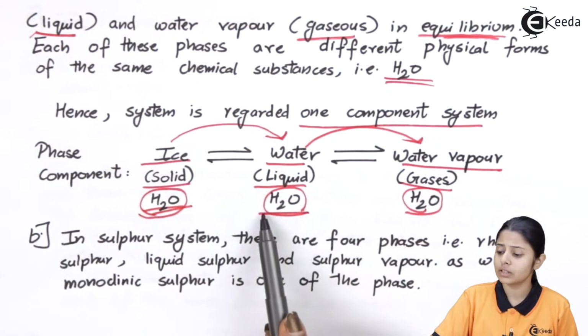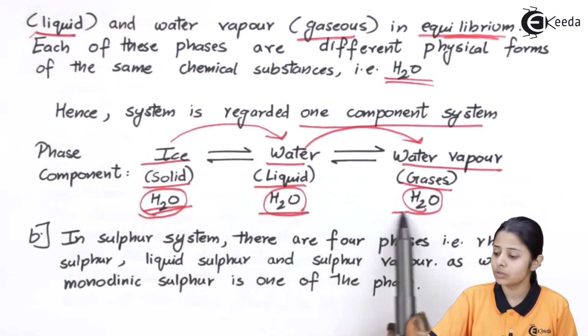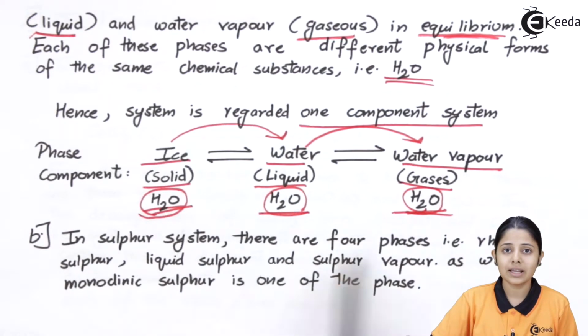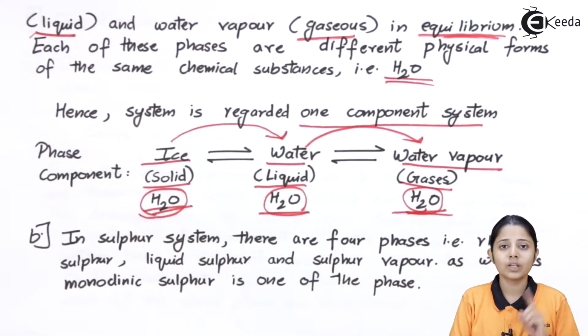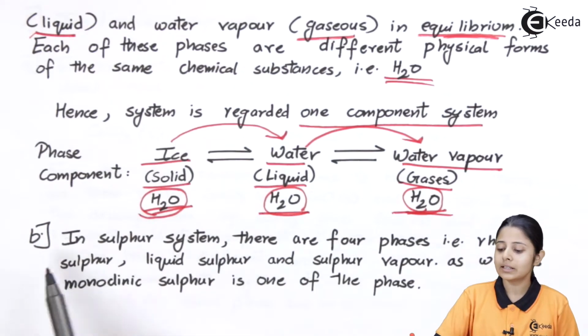In liquid form we have water, that is H2O, and in gaseous form also we have water, that is H2O. And that's the reason why this entire system can be summed up as a one component system. Let us see another example.